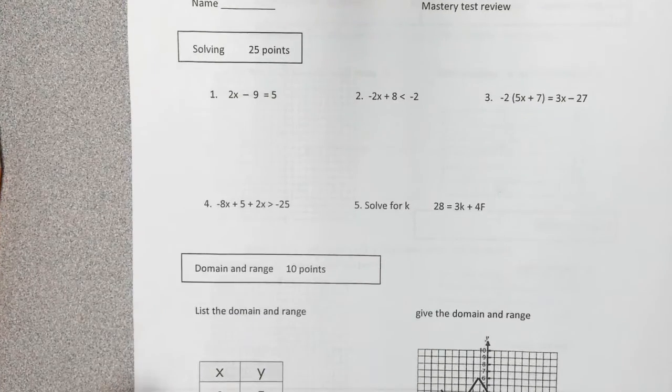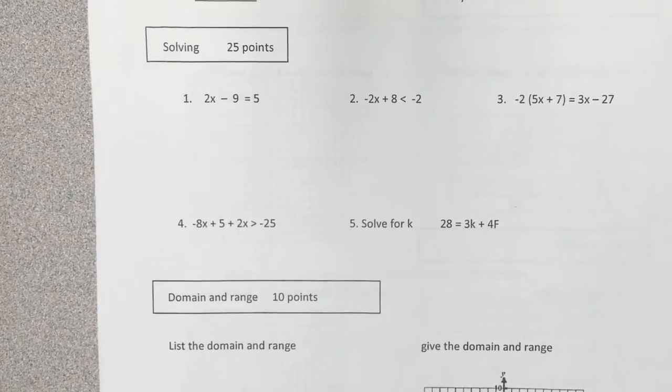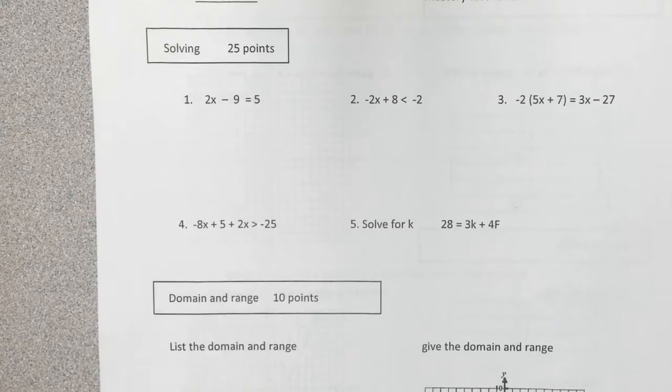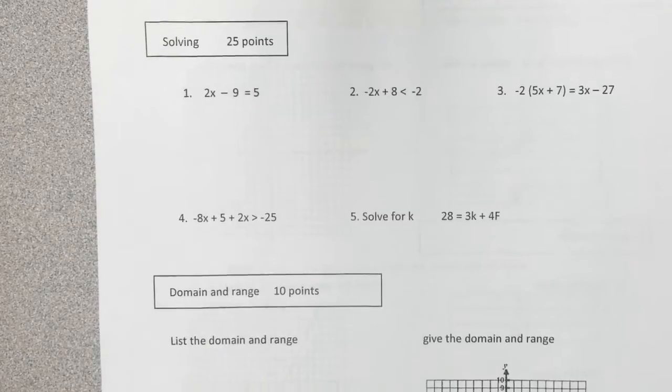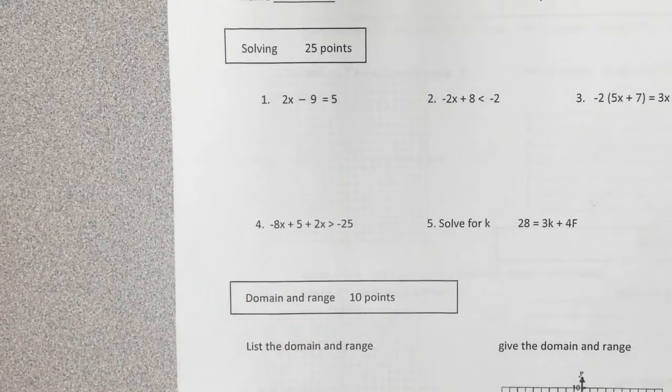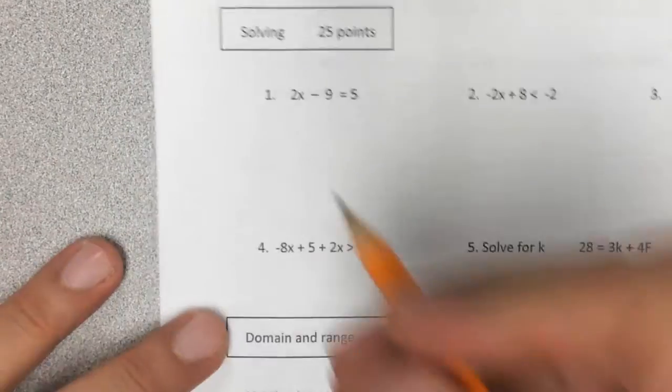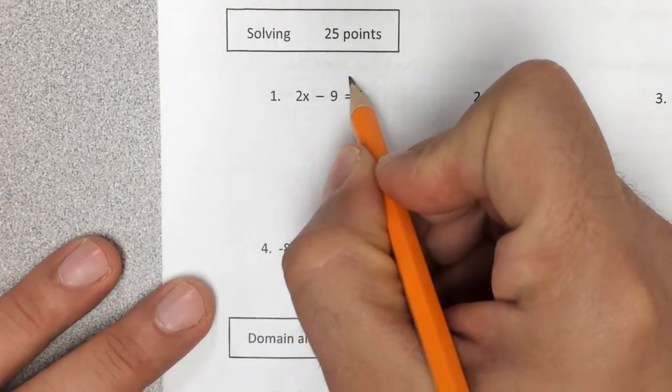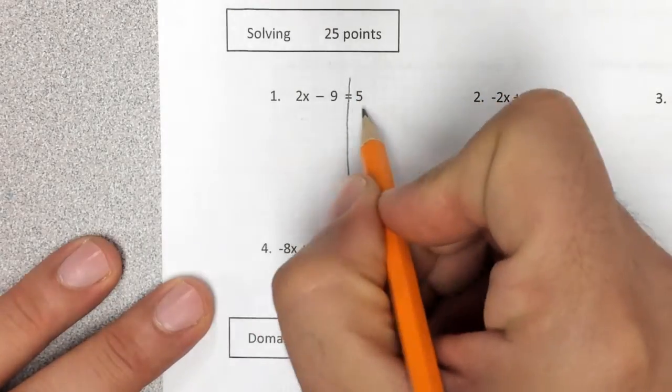Alright, the mastery test is going to be tomorrow, so we're going to go ahead and get started. The first part of the test, the first quarter of the test, is solving for x. Every time you solve for x, pretty much what you're doing is you're going to locate the x, and you're going to locate the equal sign. Wherever the equal sign is, you draw a line that separates it into two parts.